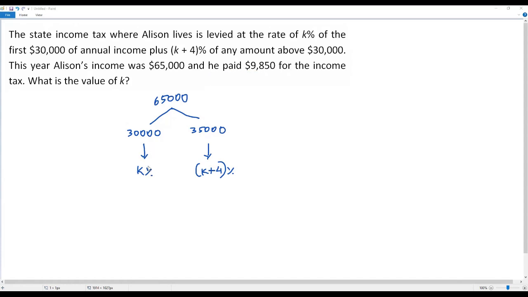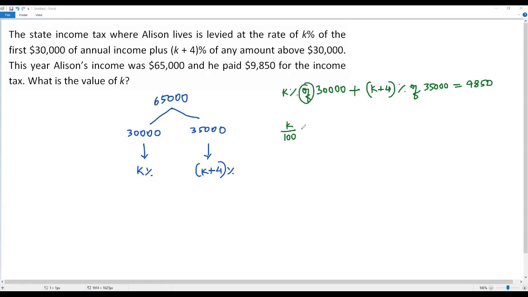Okay, now let's calculate K% of the first $30,000 income. So it can be written as K% of 30,000. Let me write it over here. Now let's calculate K + 4% of this $35,000. That is K + 4% of $35,000. Let me write it over here. When I add these two values, that is equal to the total income tax paid, that is 9,850.